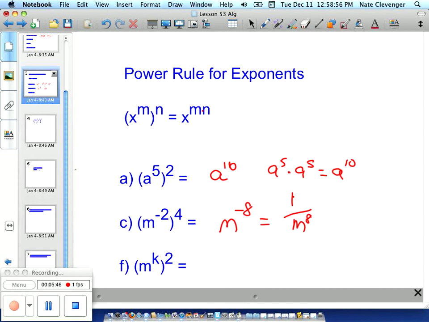Okay, so on F you have mk to the second power. Kaylee Logue, what would that be? M2K. Very good. M2K. It'll depend on what the value for K is.